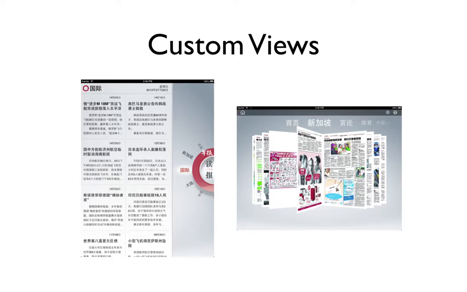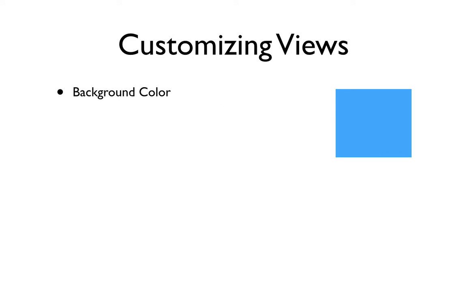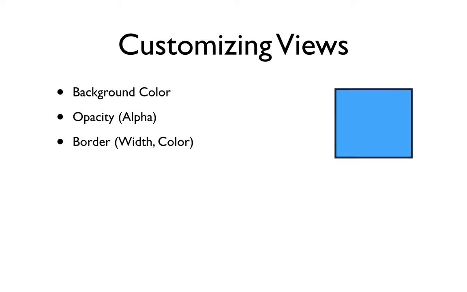So I will talk about some basic customization of views in iOS. With a view, we can change the background color. Let's say we set it to blue. Of course, you can also change the opacity, the alpha value, to make it more transparent. You can also add a border, and change the color or width of the border. You can also set a corner radius, changing the size of the corner.